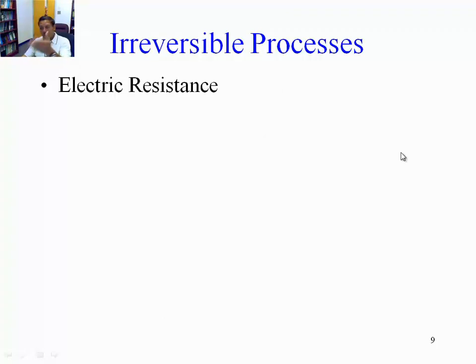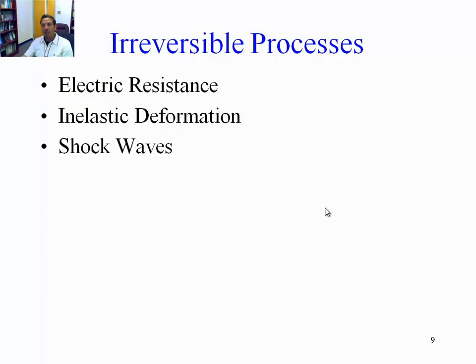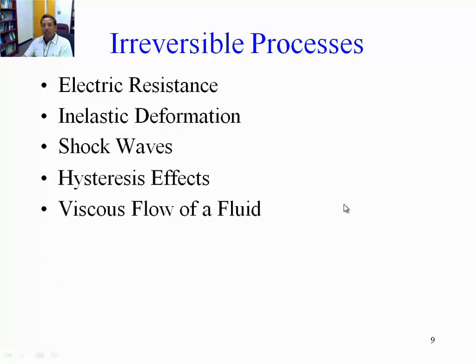The process of dissipation through an electrical resistance, the process of inelastic deformation. Once you yield a solid, you cannot take it back to the elastic region. It already yielded. Shock waves, for example, are a typical classical example of an irreversible process. Hysteresis effect, in general, anything that cannot be accounted for is called hysteresis. Viscous flow of a fluid. Well, the viscosity in a fluid acts as an electric resistance, basically. Energy is lost due to friction and the motion of the fluid, or it is the opposition to the motion of a fluid.